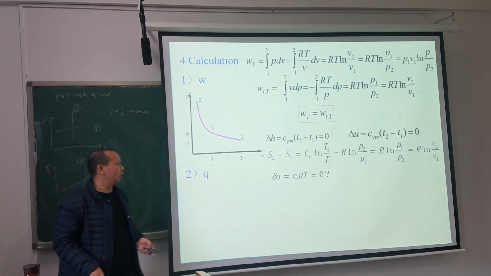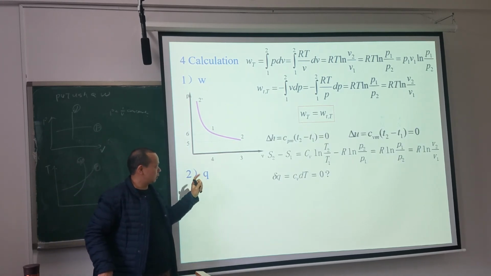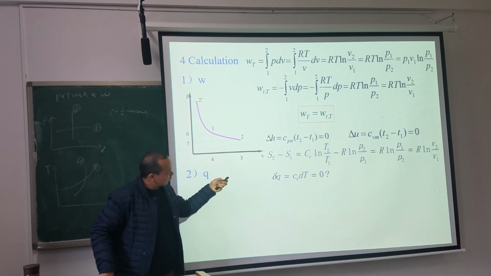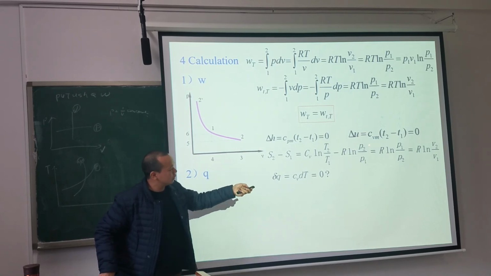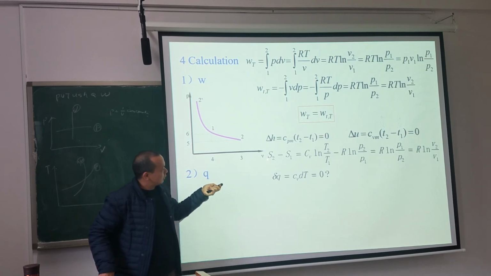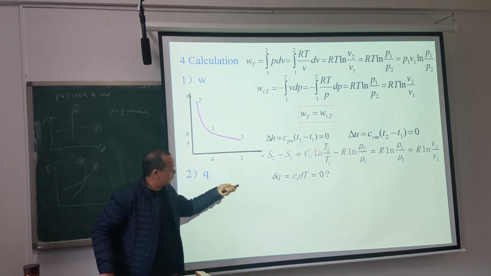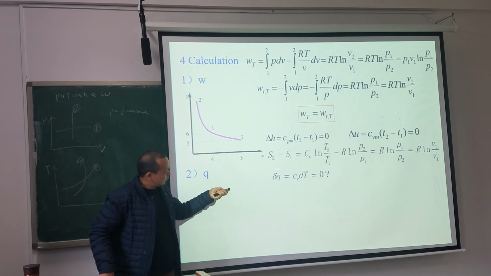And then we can use some equations to calculate the Q. Here, delta H is simple. Delta U is simple also. We know they are all equal to 0. The delta S we can also calculate by this equation. Delta Q is equal to 0 also.